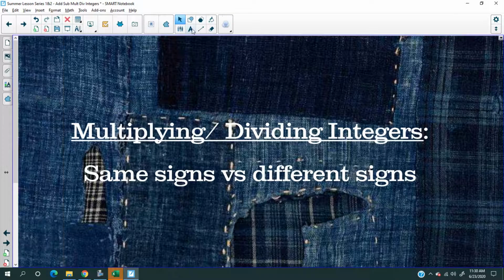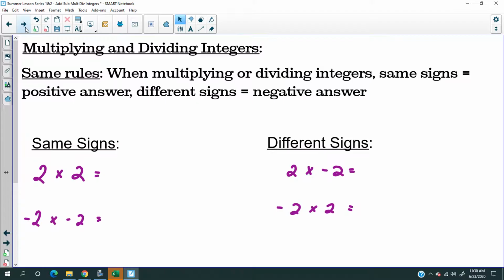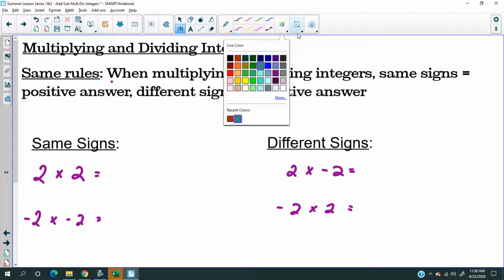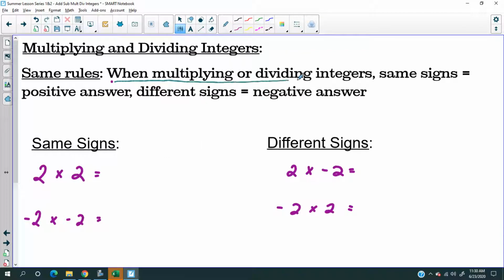If you want, you can press pause and write this down: multiplying and dividing integers, same signs versus different signs. This is the rule. You can copy it while I read it. When you are multiplying or dividing integers with the same signs, the answer is always positive. No exception. When you multiply with different signs, it's always a negative answer. No exception.